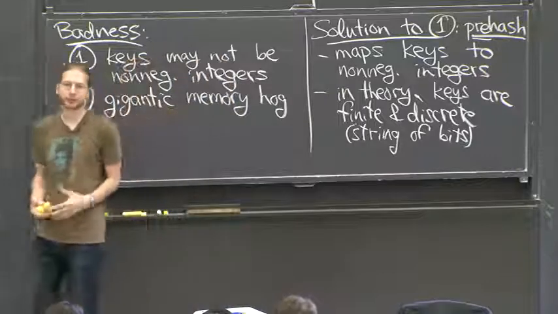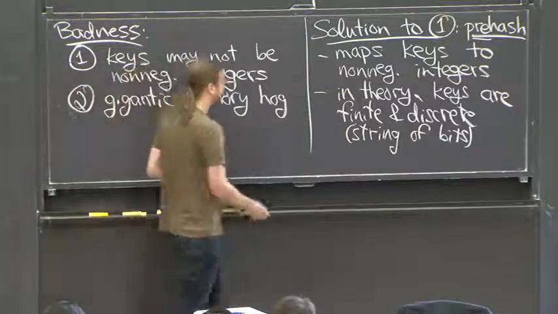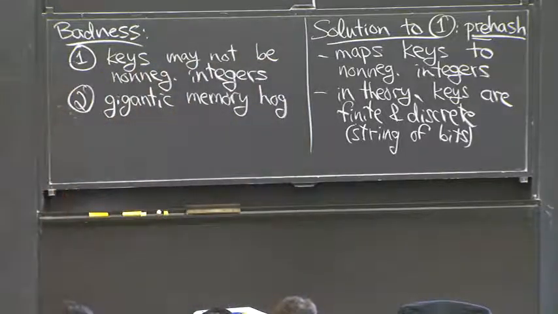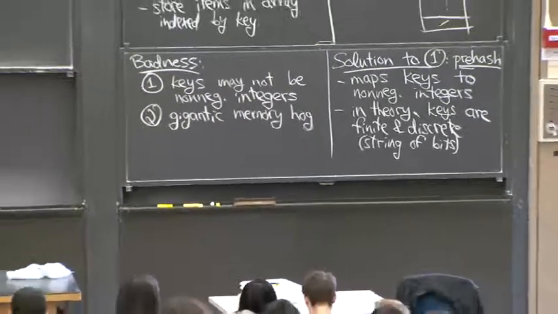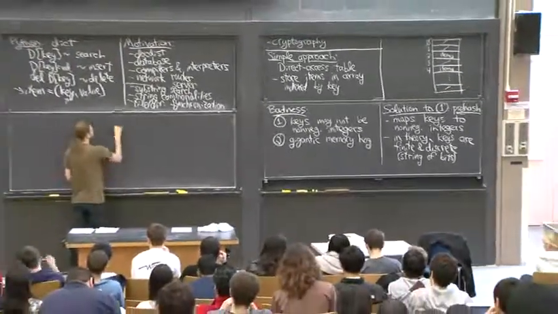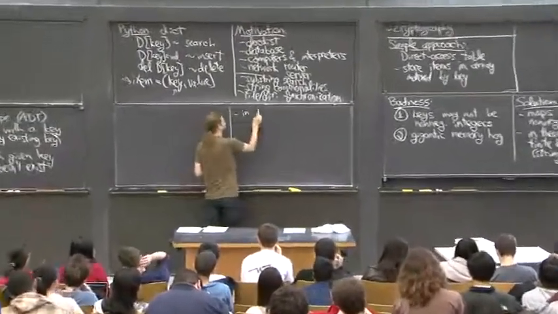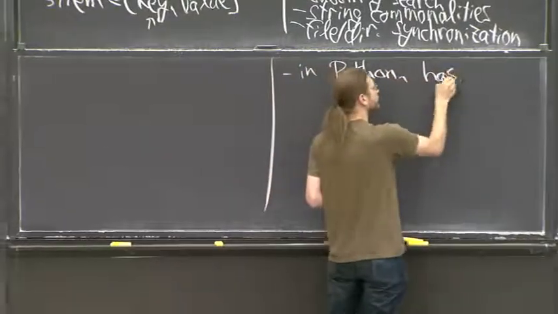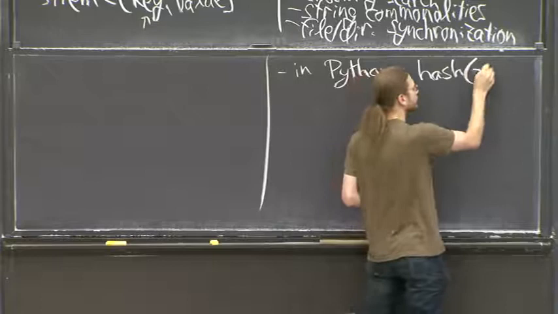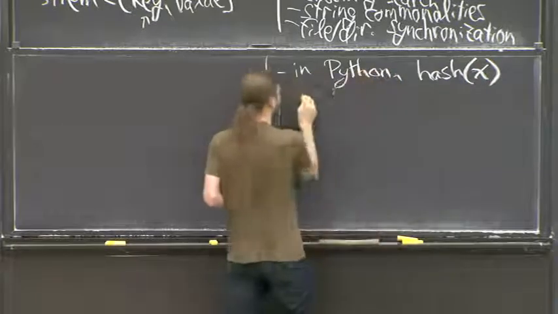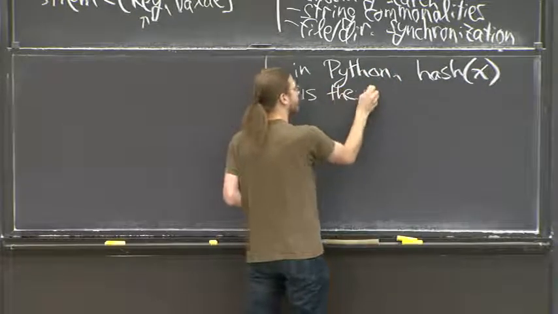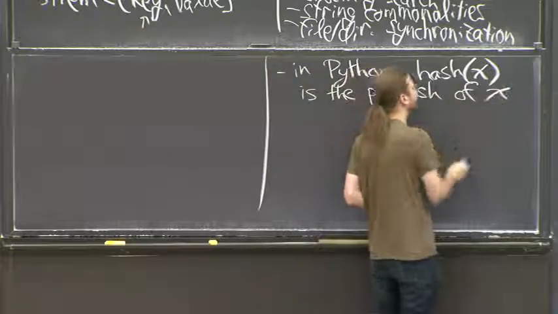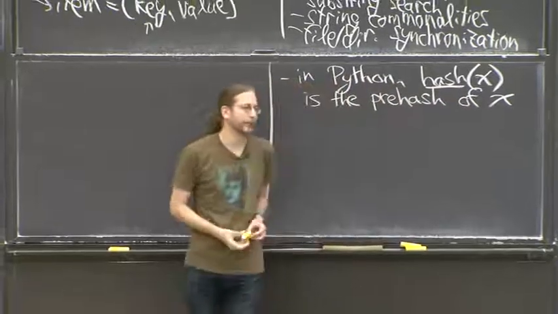Now, in reality, people don't always do this. In Python, it's not quite so simple. But at least you get to see what's going on. There's a function called hash, which should be called prehash.